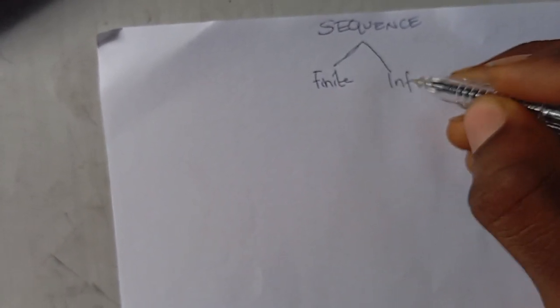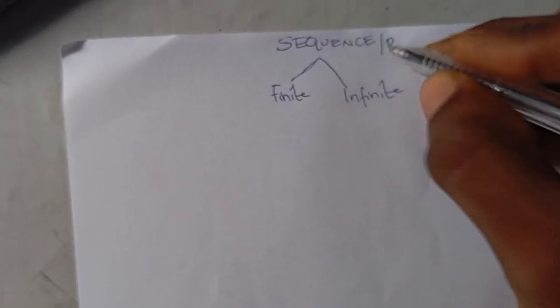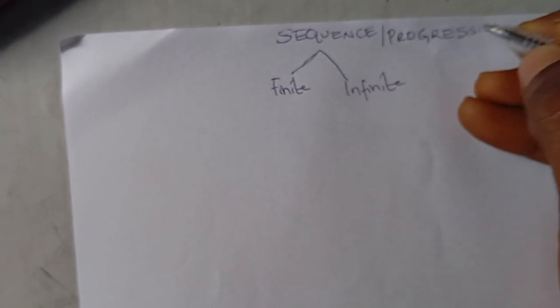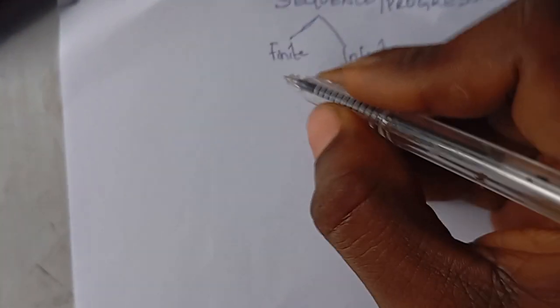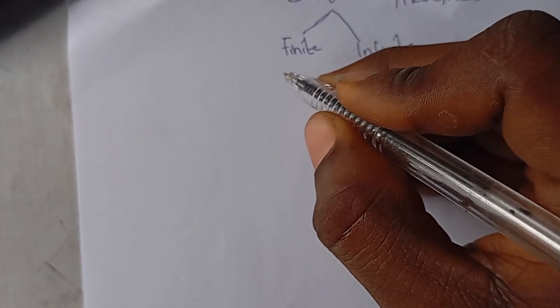Under this sequence, we have two categories that you need to pay attention to before we start talking about types. We have the finite sequence, and we have the infinite sequence. Another name for sequence is progression. Anytime you're given a sequence question, you need to check if it stops or ends with dot dot dot.